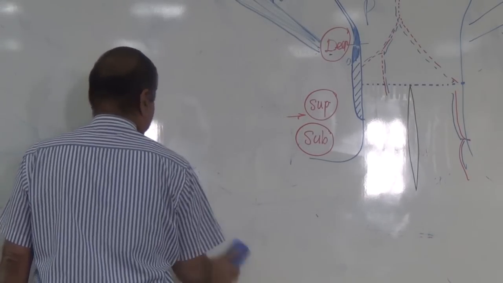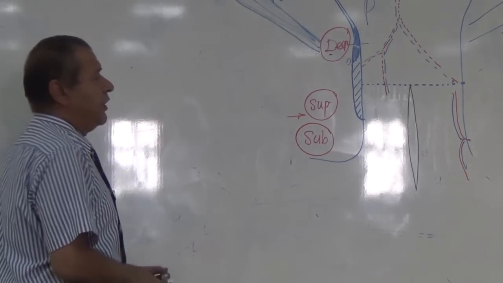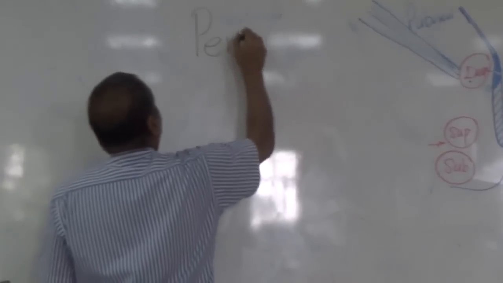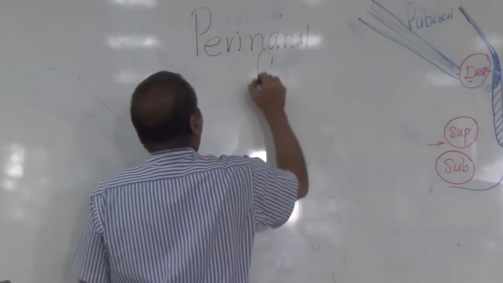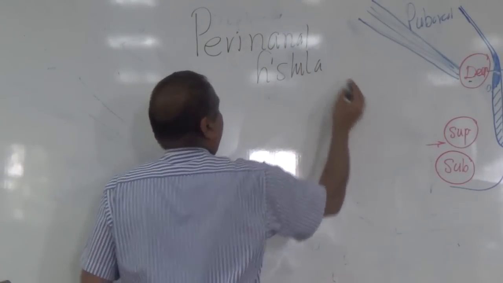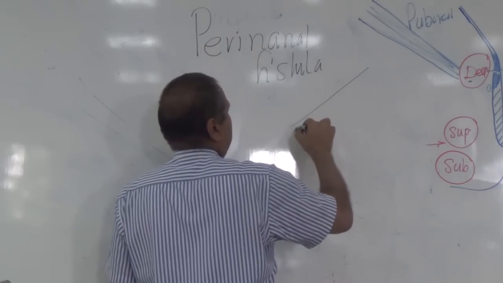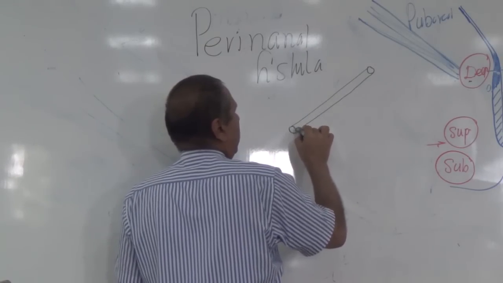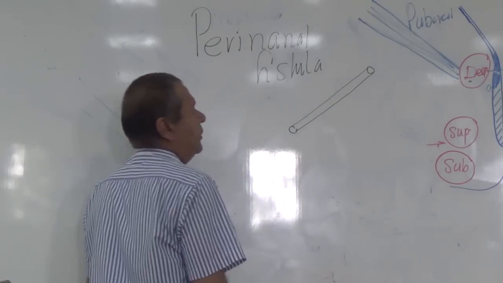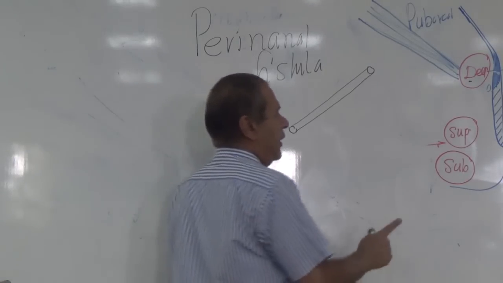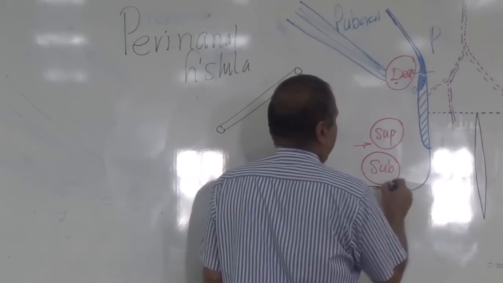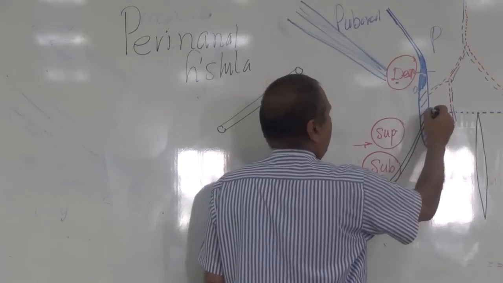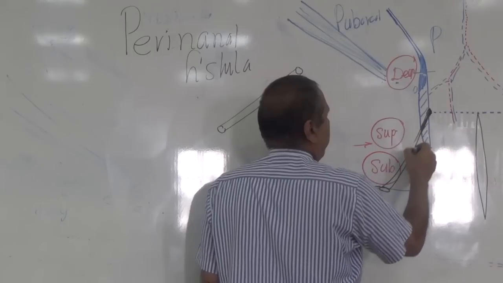Sometimes there is a fistula, which is very common. Perianal fistula. Fistula means there is a track. We have two openings, one opening on the skin and the other opening inside. This is called the fistula. For example, if I find a track like that, the track has an opening on the skin and an opening on the mucous membrane inside. This is called perianal fistula.